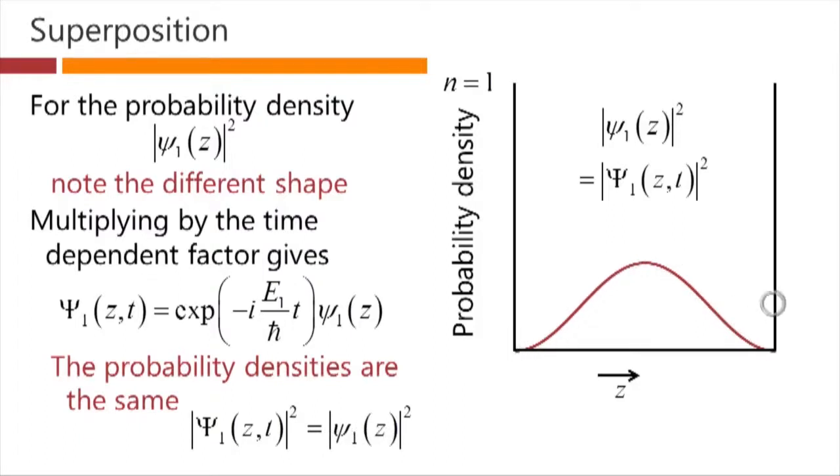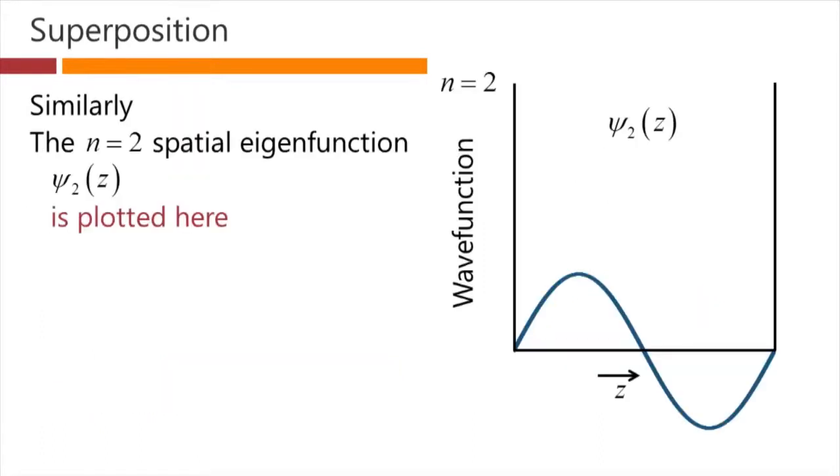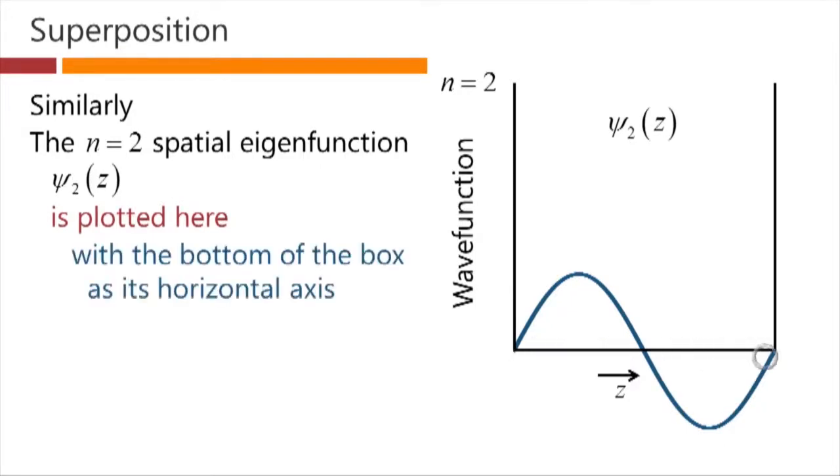So this is also the modulus squared of the time-dependent version of this same wave function, as we would have hoped. As we said, nothing measurable changes just because we put this in on any one wave function. It's still a solution of the time-independent Schrödinger equation, even with this factor in here. Similarly, if we look at the second spatial wave function, again plotting with the bottom of the box as the horizontal axis, we get the form that we've seen before with the up and the down and the back again.